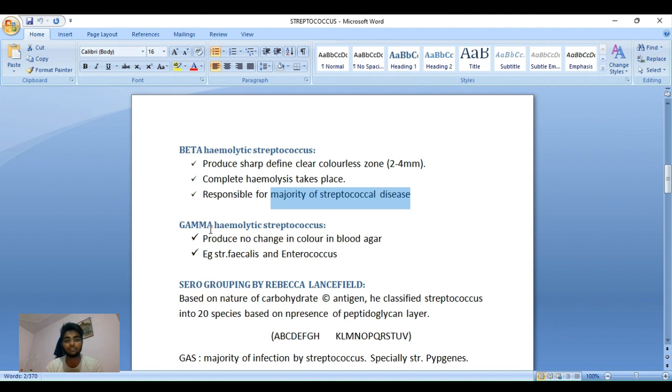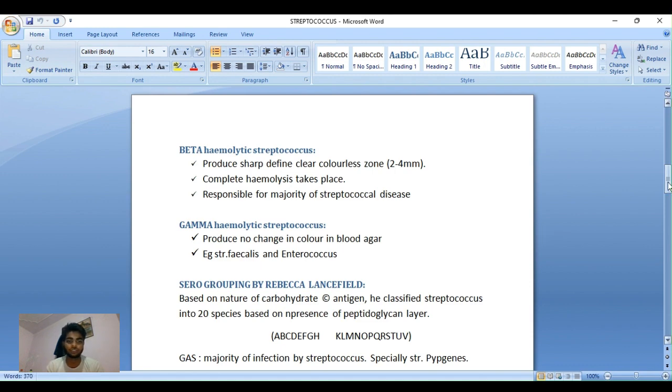Then the third class is the gamma hemolytic streptococcus. Here gamma means no change in the color of the blood agar, and no hemolysis takes place. Examples are streptococcus faecalis and enterococcus, the two best examples for the gamma hemolytic streptococcus.